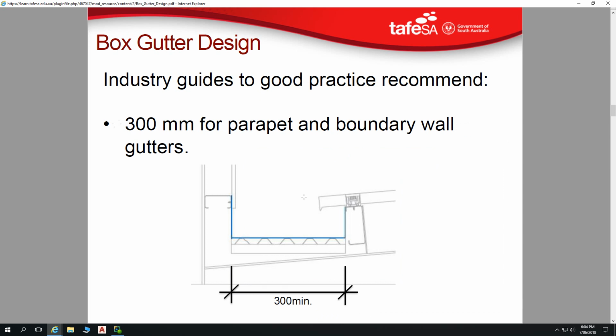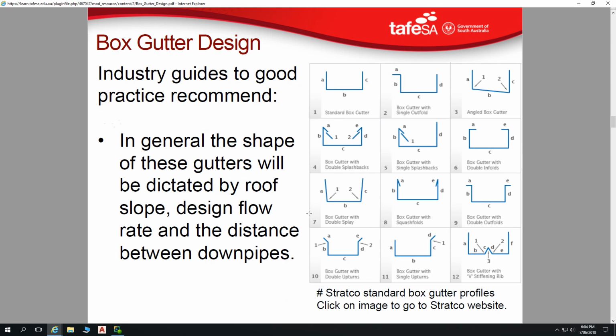And then our box gutters behind parapets, minimum width of 300 millimetres. So various different box gutter shapes and designs. I haven't actually ever seen... well, I guess that's fairly common.